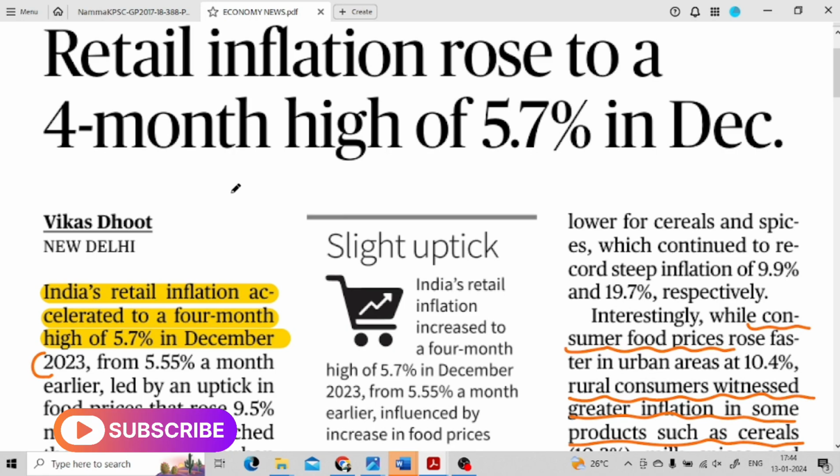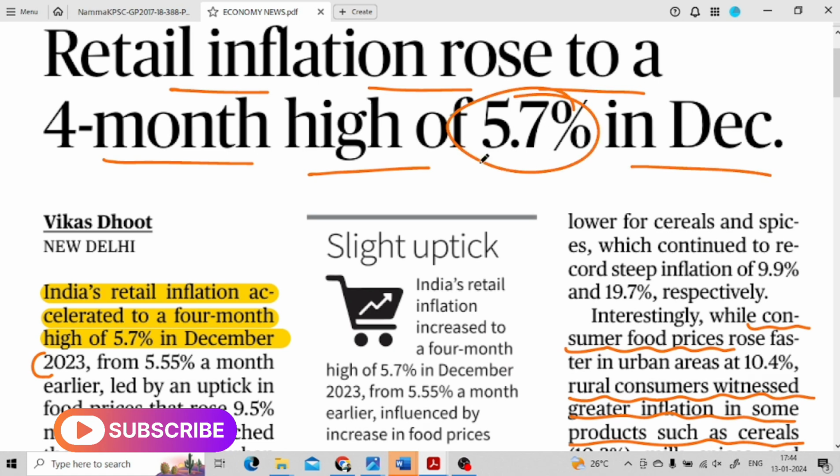In the economy section today, we are discussing that retail inflation rose to a 4-month high of 5.7% in December. What is important in this particular news is that we have to understand what inflation is. Inflation means the gradual increase in the prices of goods and services over a period of time.